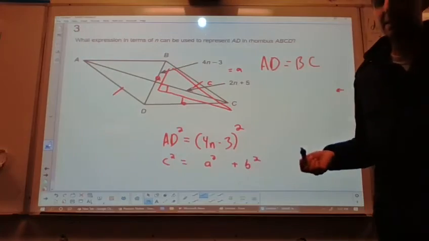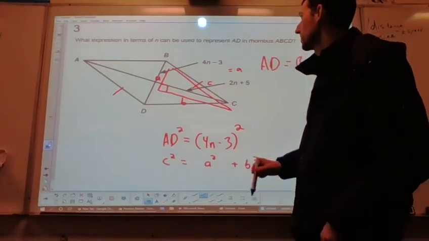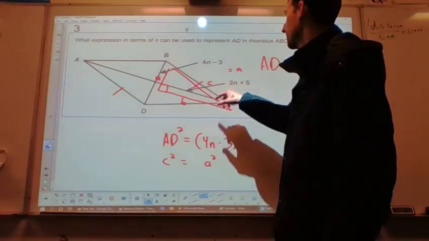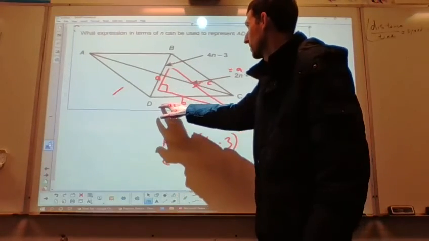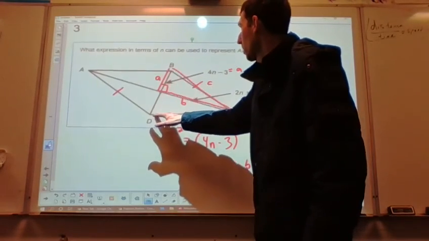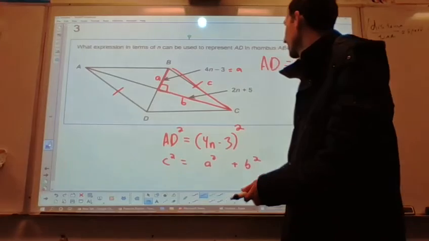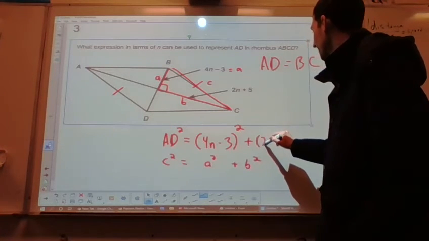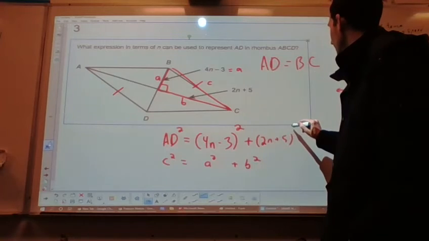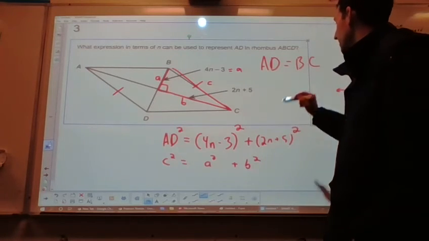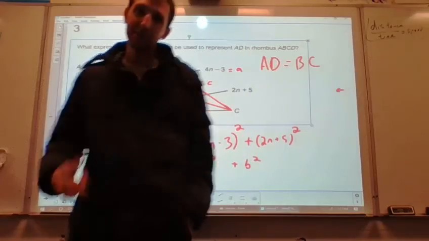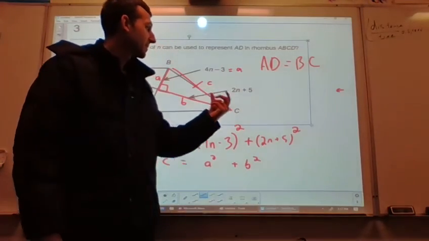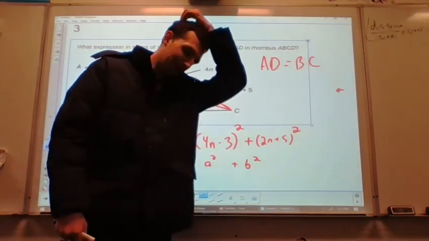Now, what's B squared? Well, B squared was the other side, 2n plus 5. Sorry, I got shifted there. Let me try fixing it. All right, there we go. C squared was equal to 2n plus 5. And no, C was equal to 2n plus 5. Sorry, I'll correct myself there. C was 2n plus 5. C squared is the quantity 2n plus 5 squared.